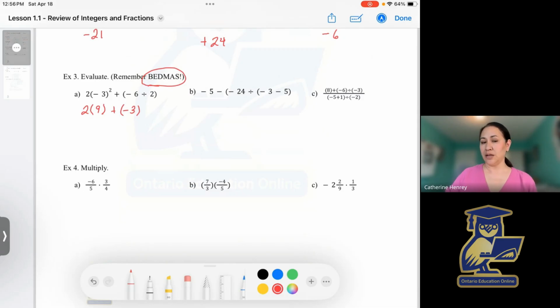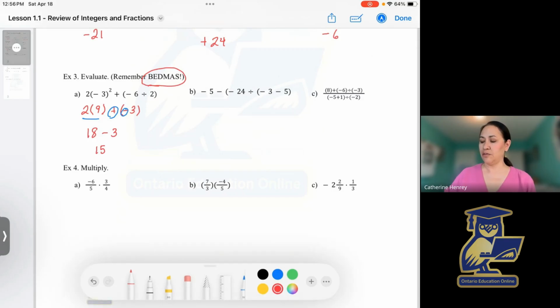Next, if we take a look at just the second line, we have multiplication right here. That needs to be done first. So we have 2 times 9, 18. Then we have a positive with a negative. That just changes to a negative. So we will end up subtracting 3. And here we get 15. So order of operations, very important. Let's take a look at B.